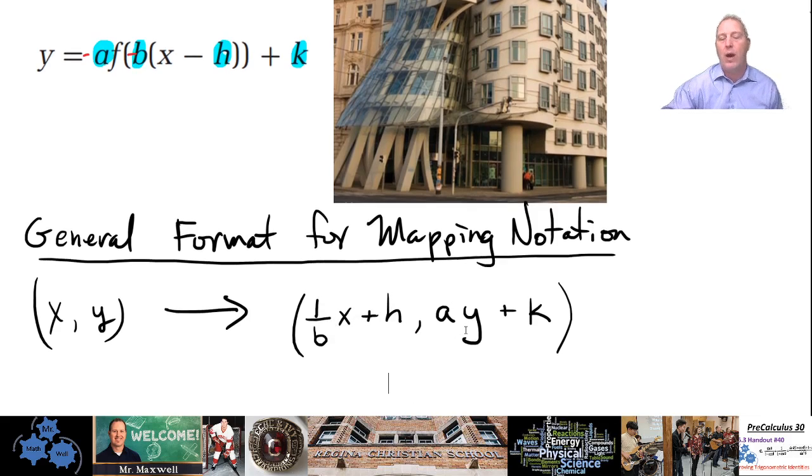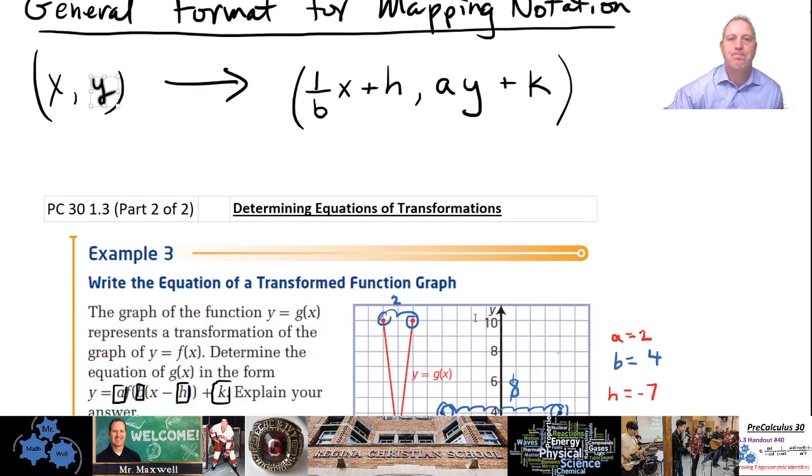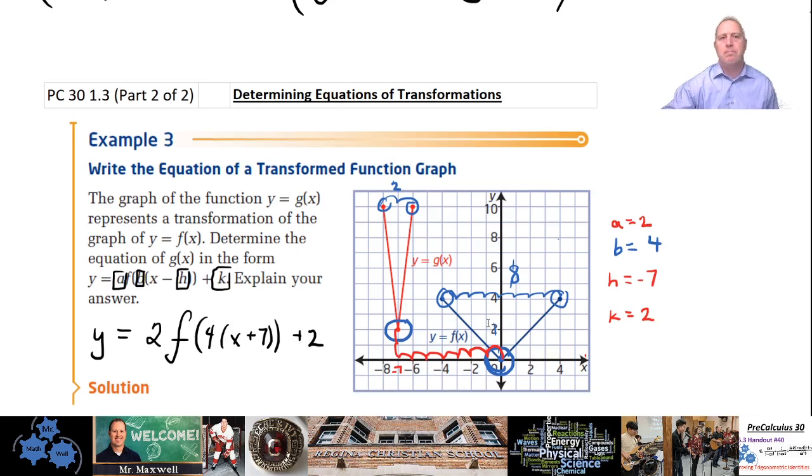And then over here for the y, what happens to the y? Well, the y gets multiplied by this a value, whatever it is, and then you add k, and that's your new y value. So you have a new x and a new y. And that's just mapping notation that might come in handy for you when you're trying to find a single image point, okay? Mapping notation.